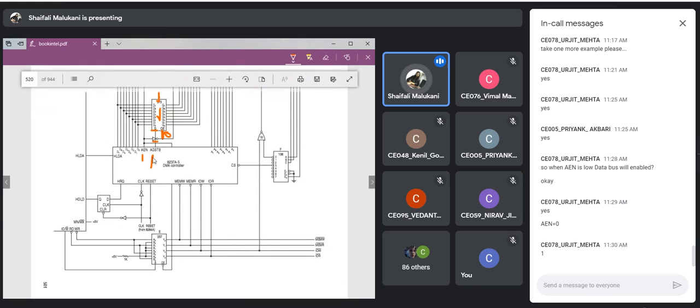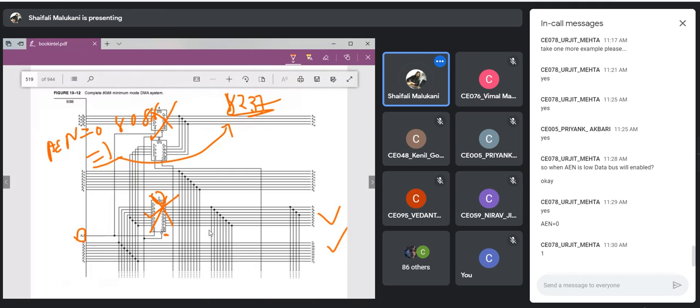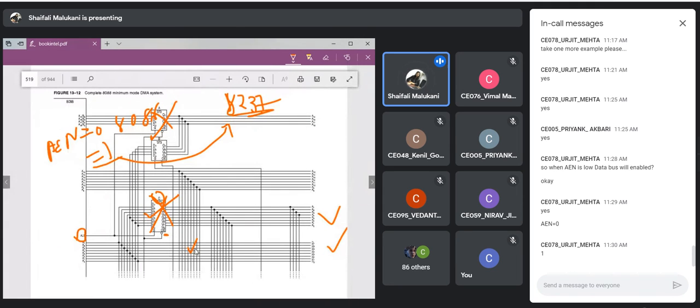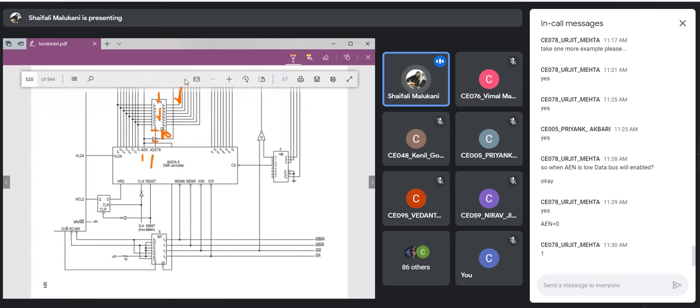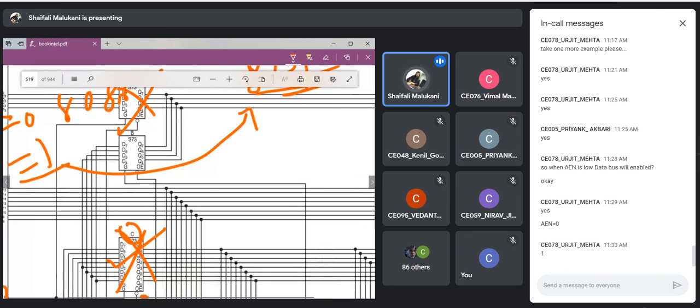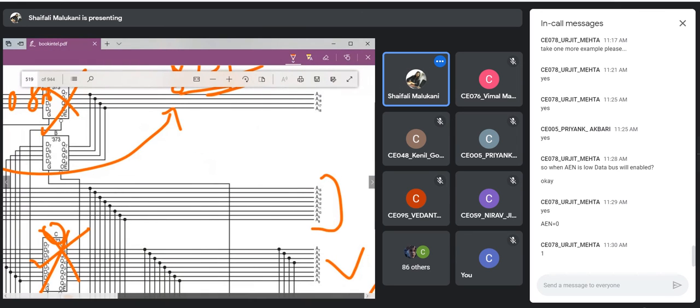Okay, and assuming that address stop is 1. So address stop is 1, that means this latch is totally enabled. If it is enabled, whatever is input will be latched in the output. And that output, if you look, is somewhere here. This one. So that output, these lines are going where? Here. And that is connected with A8 to A15.